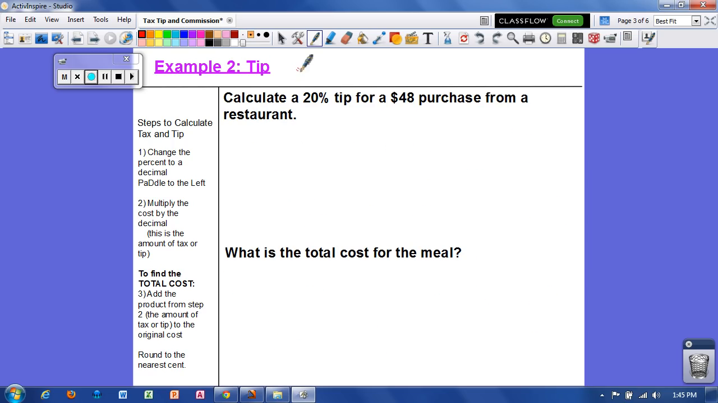All right, let's talk about tip. Calculate a 20% tip for a $48 purchase from a restaurant. Step 1, we want to change our 20% to a decimal. So we're going to paddle to the left 2 places, and we get 0.2. Our second step, we want to multiply the original cost by that decimal. So our original cost is $48. I want to multiply that times our 0.2.